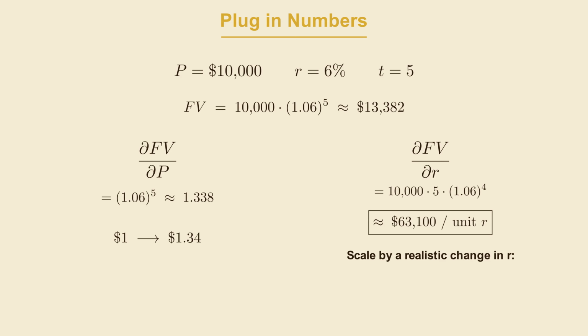So to get the dollar effect of a realistic change, we can scale it. A 1% increase in R, going from 6% to 7%, increases the future value by approximately $631. A single basis point move in R is worth about $6.30 on this deposit. The partial gives us the rate per unit, and we scale by whatever change we eventually care about.